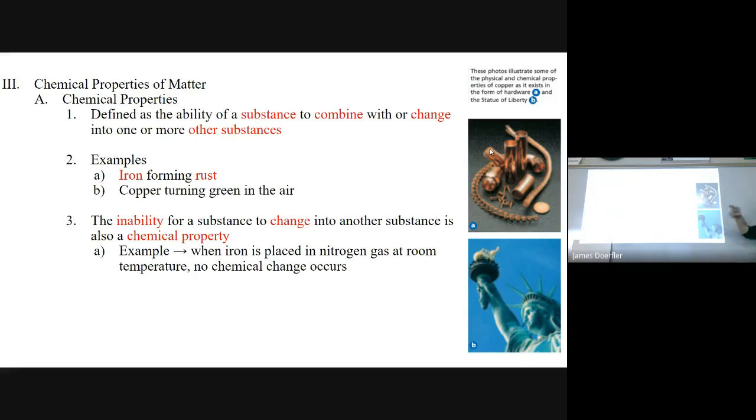But also the inability for a substance to change into another substance is also a chemical property. When we place iron, again, we just saw that iron can turn into rust in air. If we place iron into nitrogen gas and seal it up, we find that actually nothing occurs. It's still iron. There's no rust forming. In fact, a lot of foods are actually packaged with a blast of nitrogen gas. Potato chips are a good example.